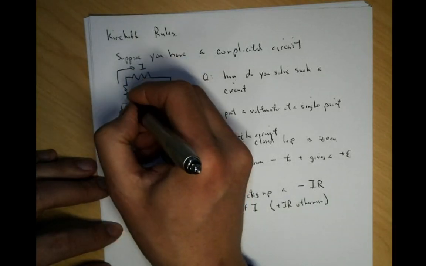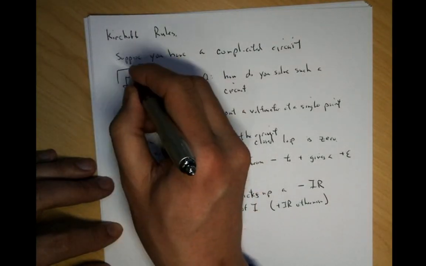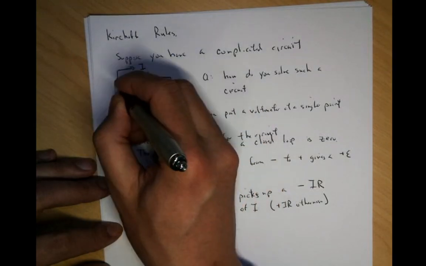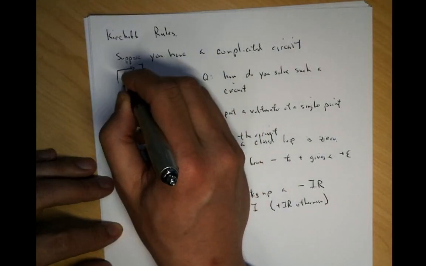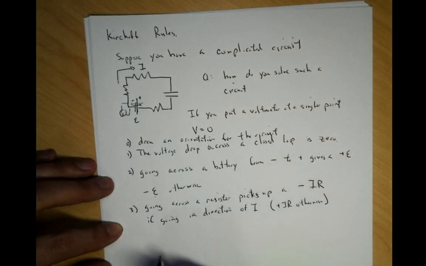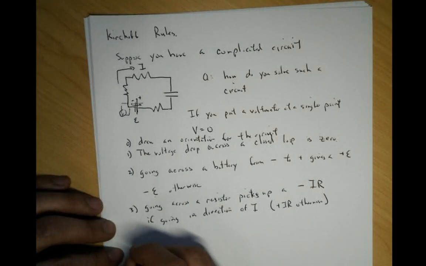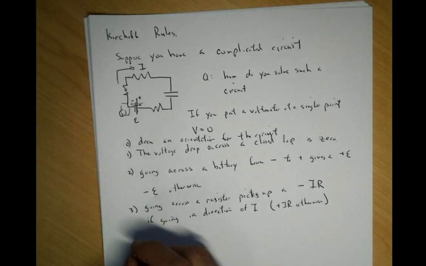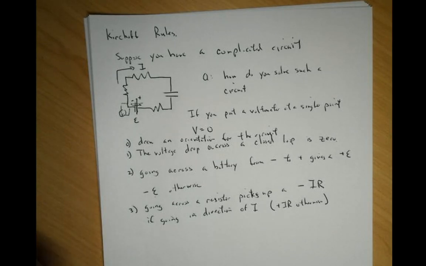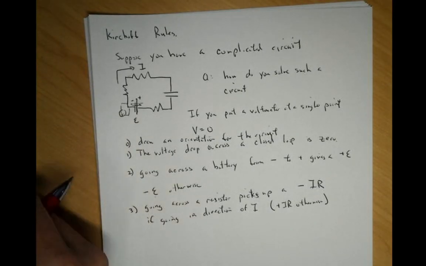So for instance, if I pick the orientation this way and I go backwards this way, I'm going in the opposite direction of I, because I'll pick up a plus IR in that case. Okay. All right. Now, I'm going to write this thing down. We'll do it for resistors for now, and let me just make sure I have everything correct. Yes. Okay.